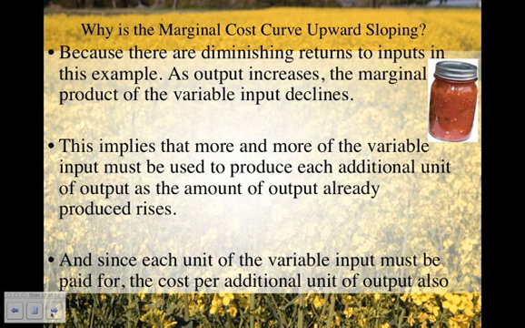As output increases, the marginal product of the variable input declines. This implies that more and more of the variable input must be used to produce each additional unit of output as the amount of output already produced rises. And since each unit of the variable input must be paid for, the cost per additional unit of output also rises.